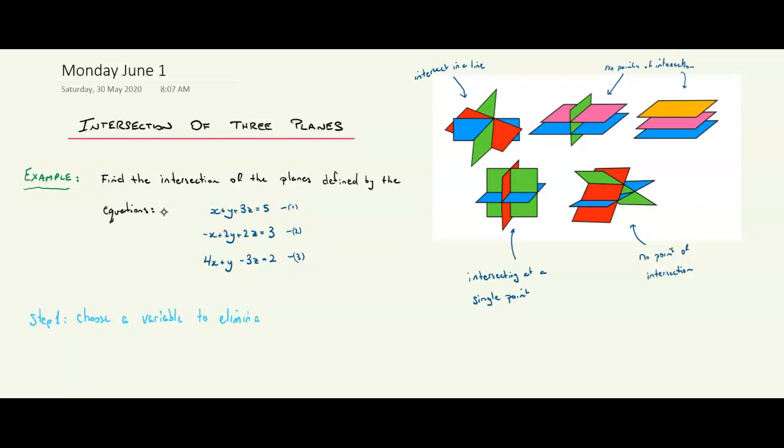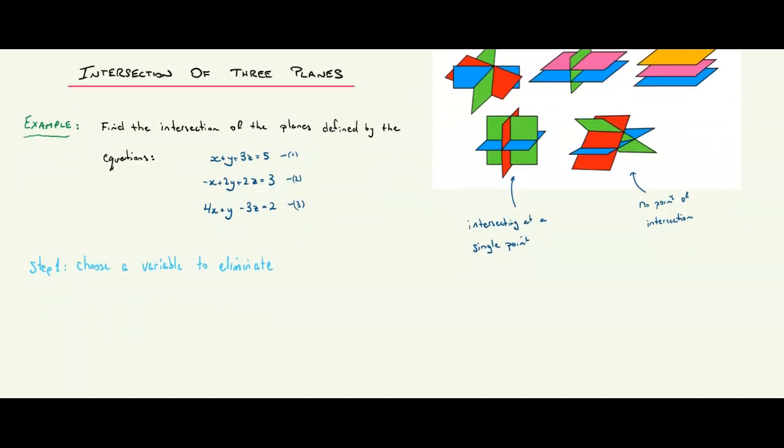And then eliminate it. So then we go to work on it in 2 pairs of equations. So choose a variable to eliminate. So in our case, that's x. So we're going to say equation 1 plus equation 2. I want to see what that gives us.